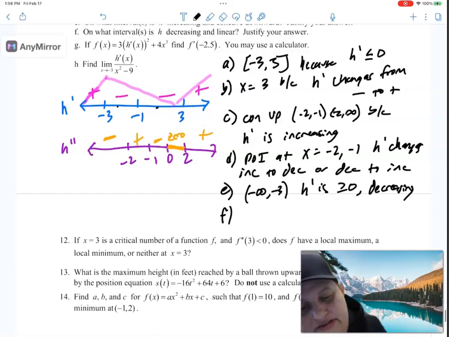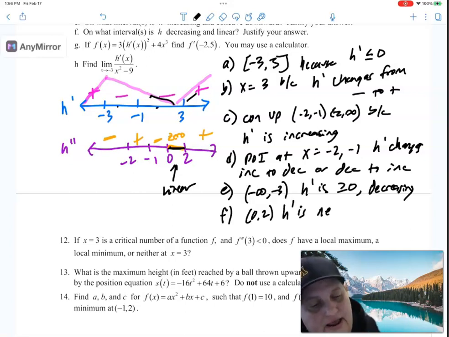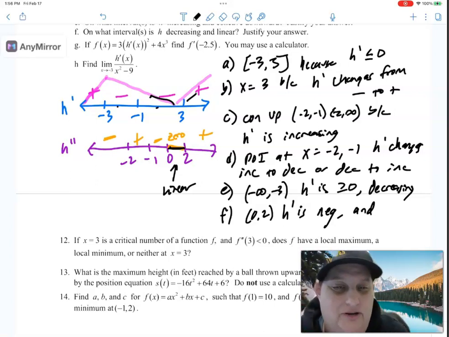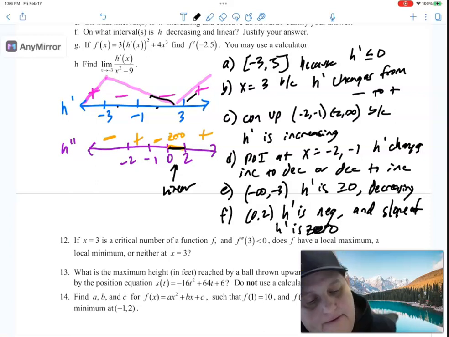On what interval is h decreasing and linear? Look, if there's no concavity, it's linear. So it is linear from 0 to 2, but it's actually only increasing. Oh, it's increasing above 3. It's decreasing 0 to 2. Yeah, that works. So 0 to 2, because h prime is negative and like 0. But how do I write that? I can't say h double prime is 0, so I have to say the slope of h prime is 0. Okay?